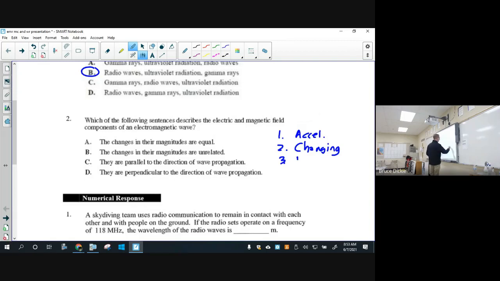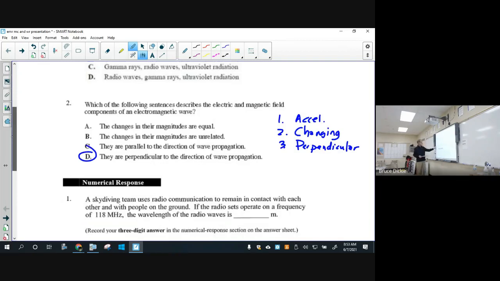And finally, those fields are perpendicular to each other and perpendicular to the direction of propagation of the wave, the direction of movement of the wave. So the answer to this question would be D. They are perpendicular to the direction of wave propagation.